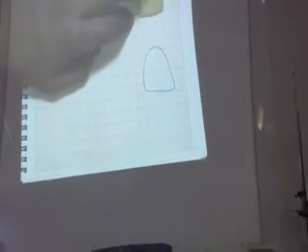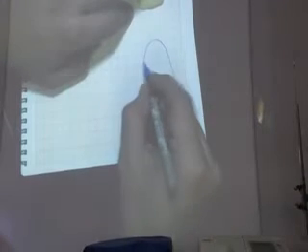Alright. This is how the tooth looks from the labial view. Notice that the mesial outline is almost straight. The distal outline is slightly convex. So if I compare the mesial to the distal, the distal outline is more convex than the mesial outline.